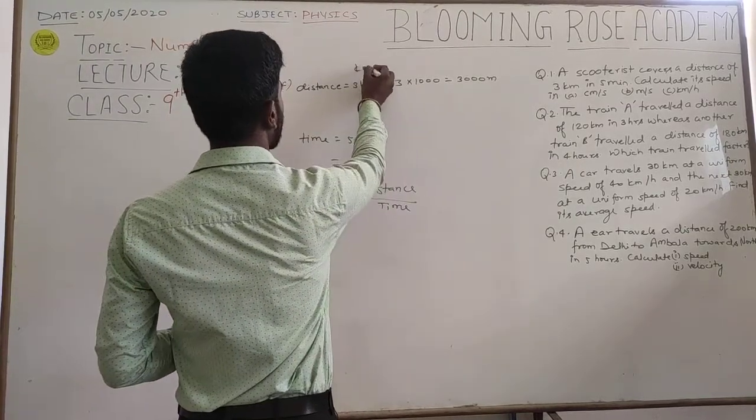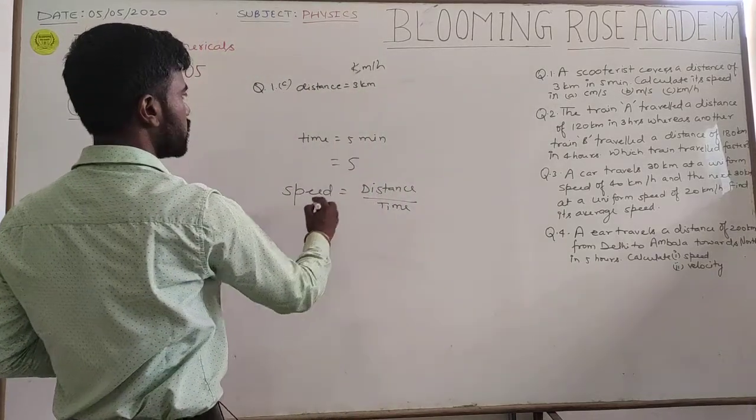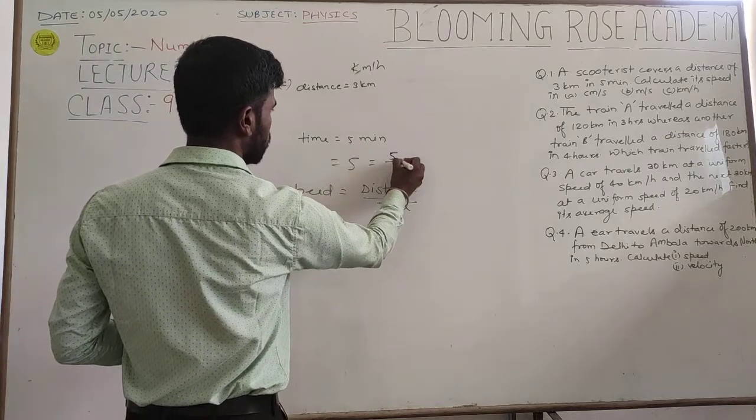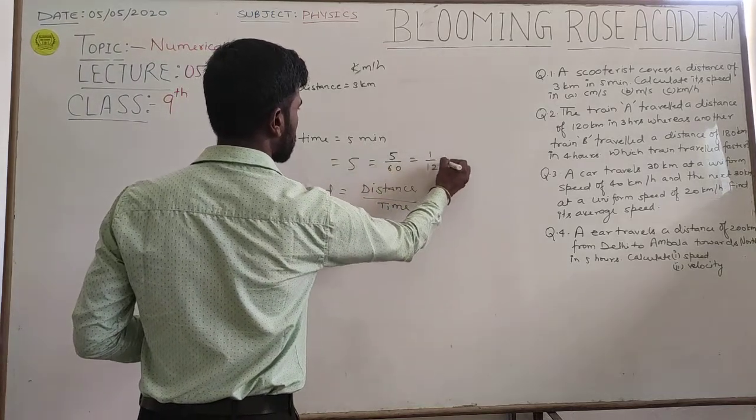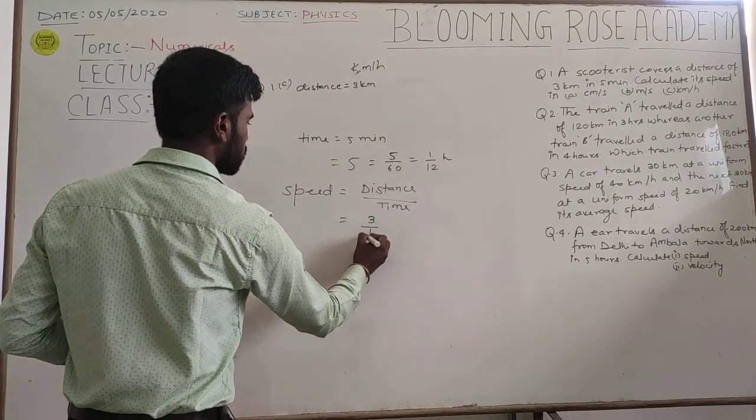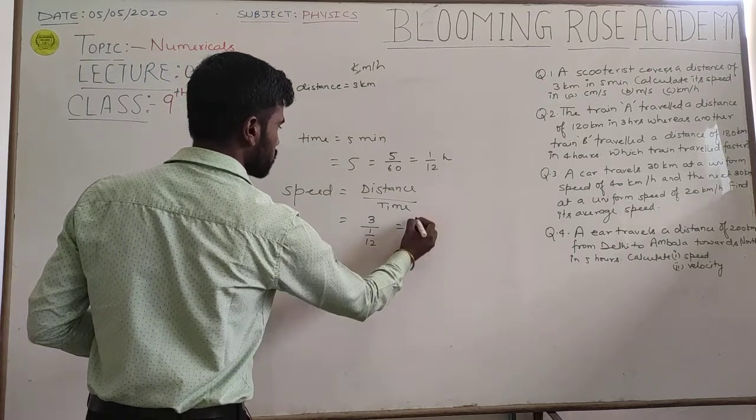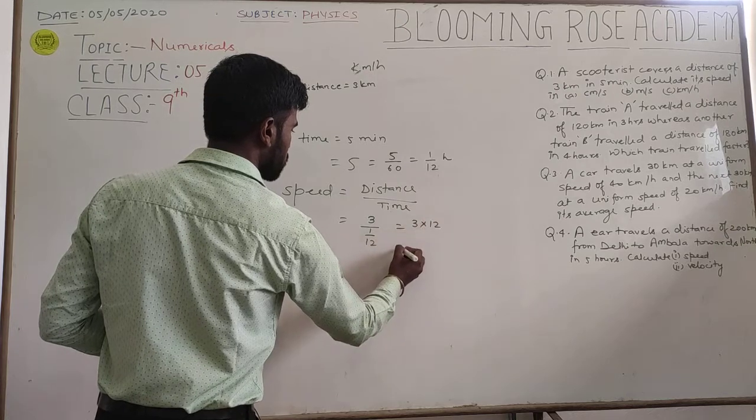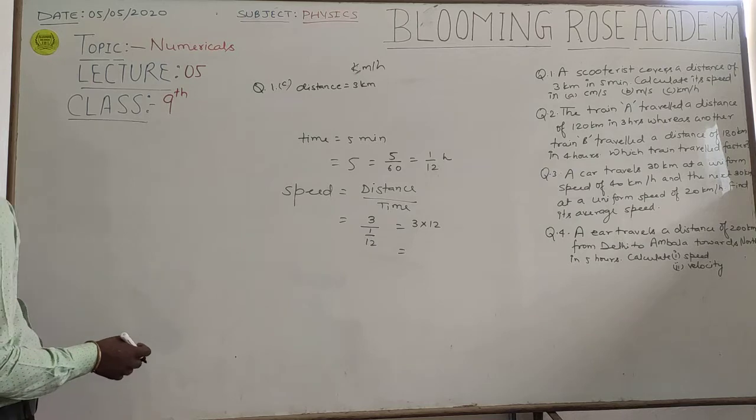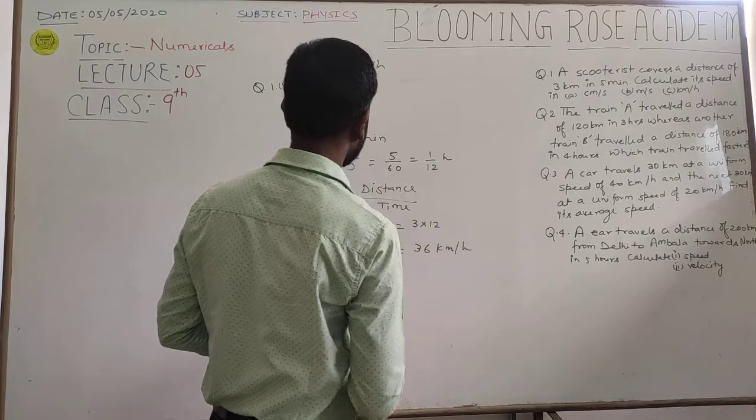Now the third part. In the third part we have to calculate speed in kilometer per hour. So here distance is in kilometer, so 3 kilometer. Time is in minutes, so we change time into hours. Then 5 upon 60 is equal to 1 upon 12 hours. Then speed is equal to distance 3 upon 1 upon 12, equals 3 into 12, which is equal to 36 kilometer per hour.